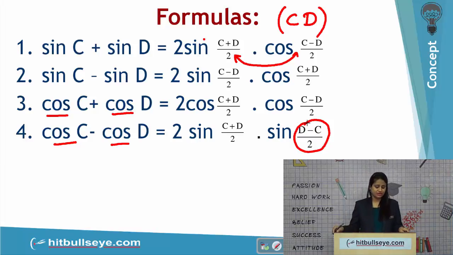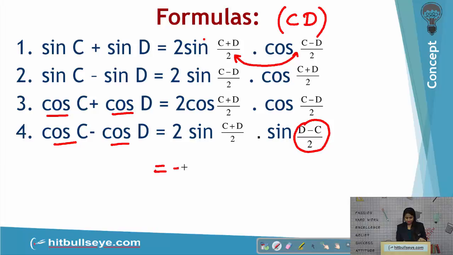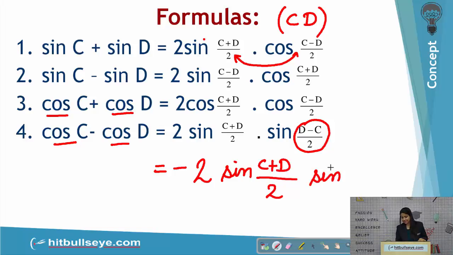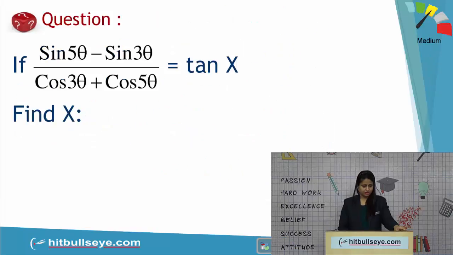So it says cos C minus cos D is equal to 2 sin((C+D)/2) sin((D−C)/2). In some books, this is written as minus 2 sin((C+D)/2) sin((C−D)/2). Why so? Because sin of minus θ is minus sin θ. That full concept we have discussed in part 1. Now question.